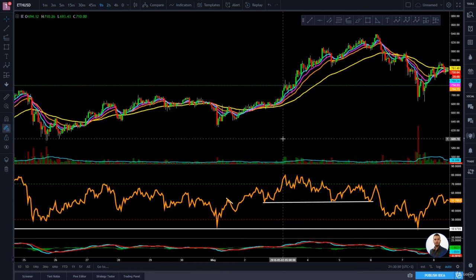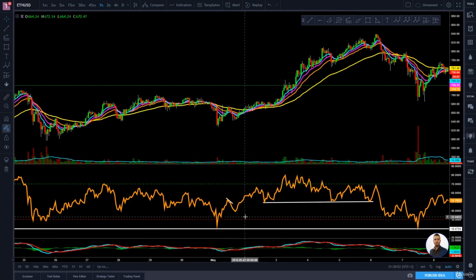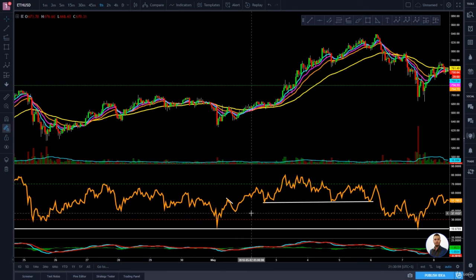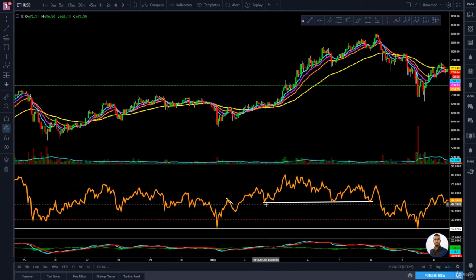I personally would not have sold there because I would have expected to make a higher low than the previous one. And I would have waited to see the next support where we bounce, and we start to bounce again from this 40 range for the RSI. And as you can see, we are making a higher high than the previous one right here. And as well, we see that we start again to bearishly diverge.